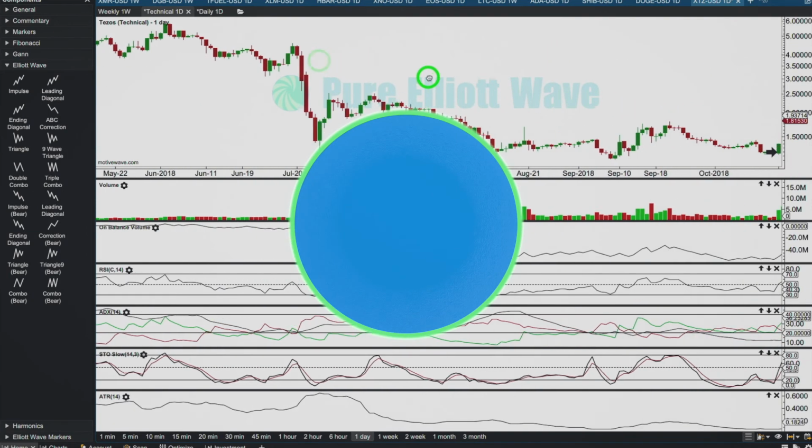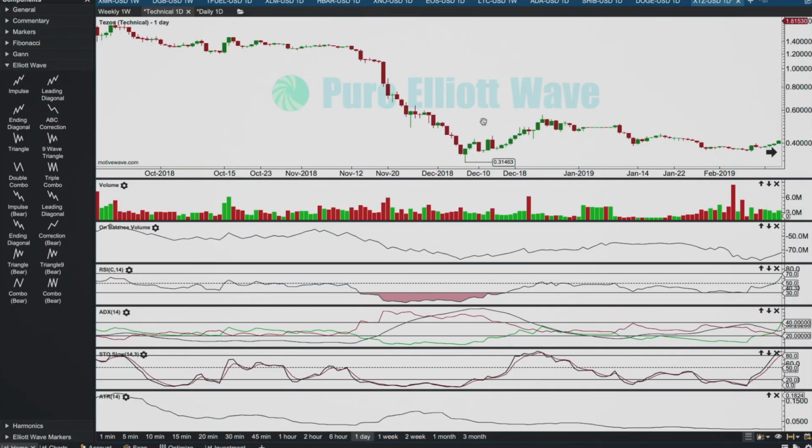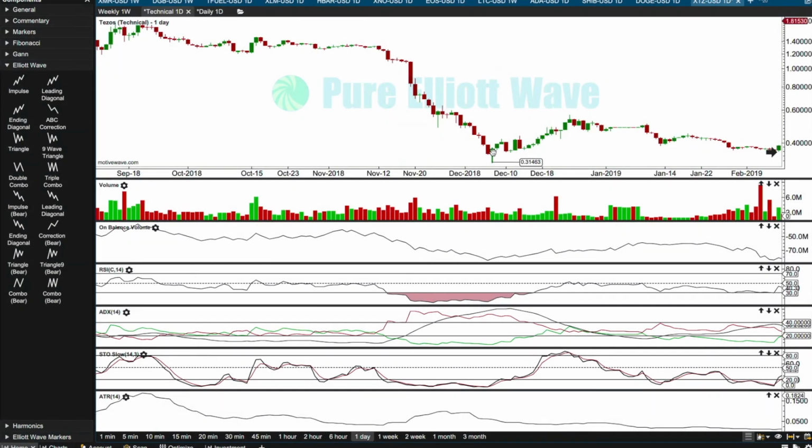Lows tend to be a lot harder to identify for cryptocurrencies than highs. So this low here is the 7th of December 2018, and this is the first time the RSI reached oversold. At this low, there is a bullish candlestick pattern and a hammer candlestick pattern. There's no divergence between price and on-balance volume. There looks to be a little bit of weak bullish divergence between price and RSI, and RSI reaches oversold and is deeply oversold for quite a while.